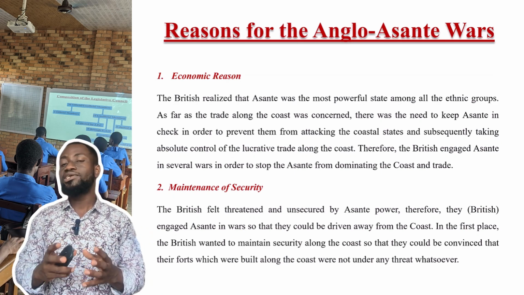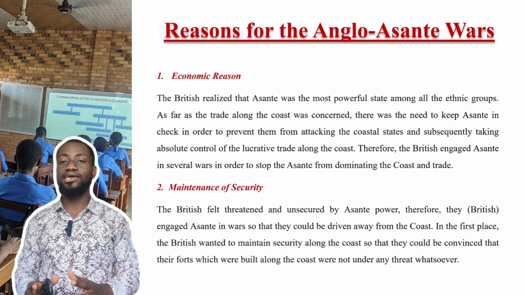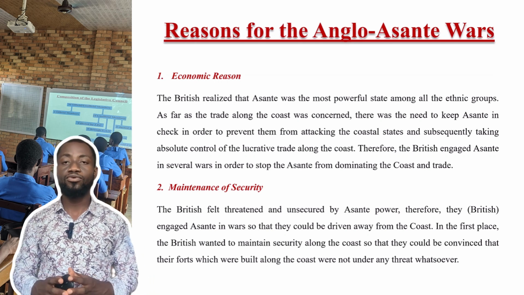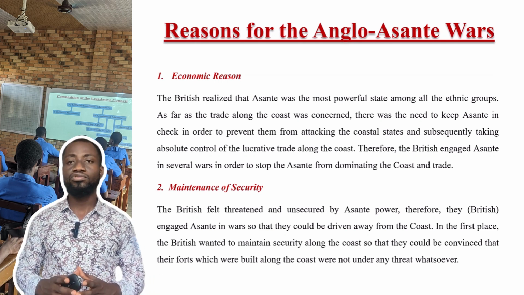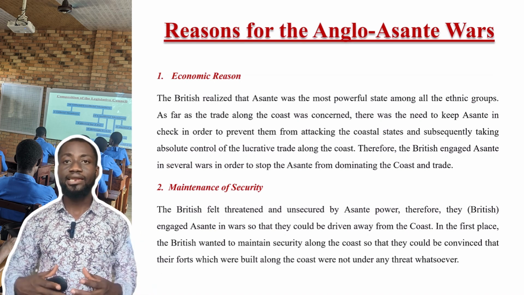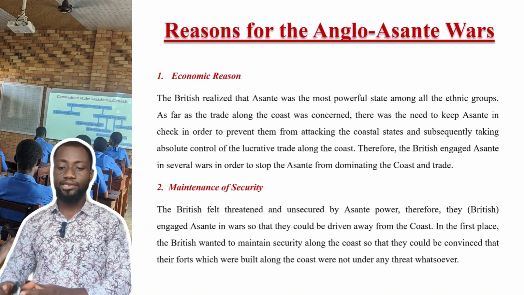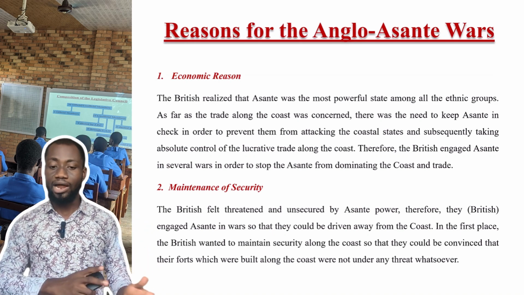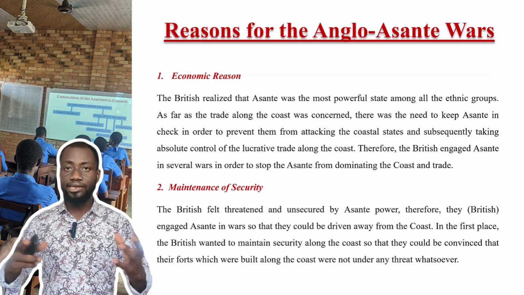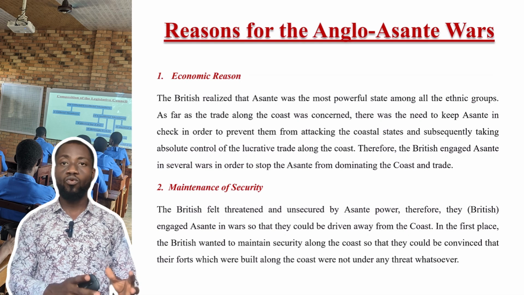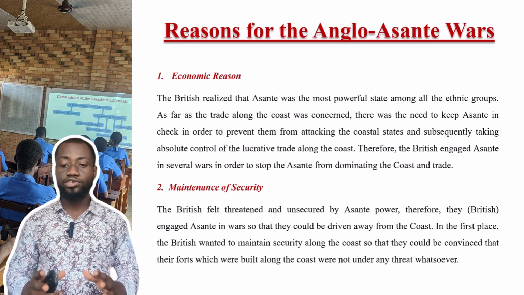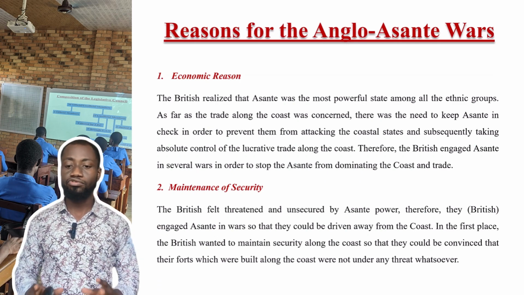Okay, now the British were actually threatened and unsecured by the Asante power. Asantes were very, very warlike people. They embarked on several wars, and the British, I must say, feared them so much that they feared that if they were not able to conquer Asante, they themselves were not secure along the coast. And so they tried everything they could to engage Asante in a battle or in war so that they could control Asante.